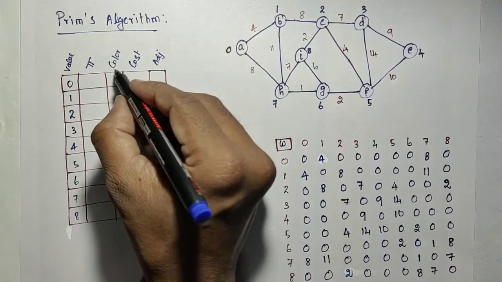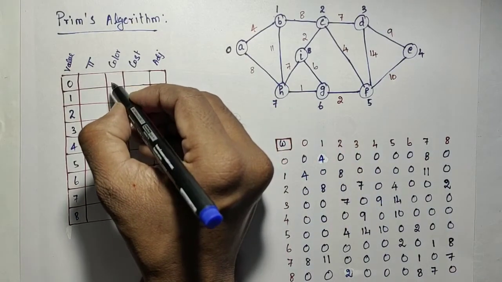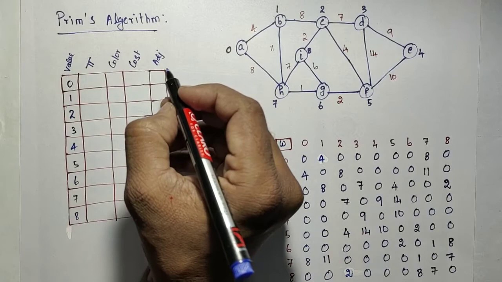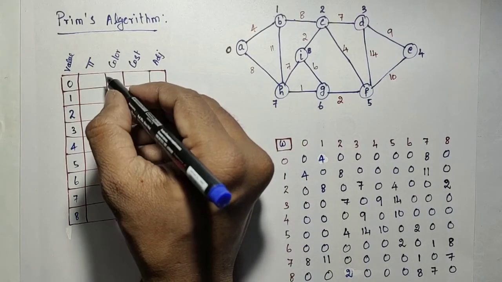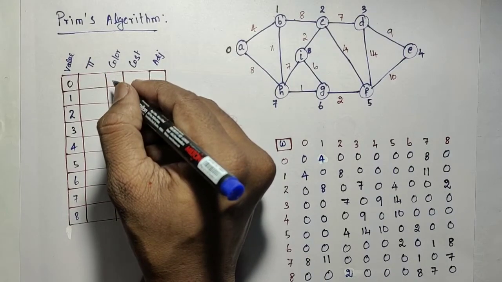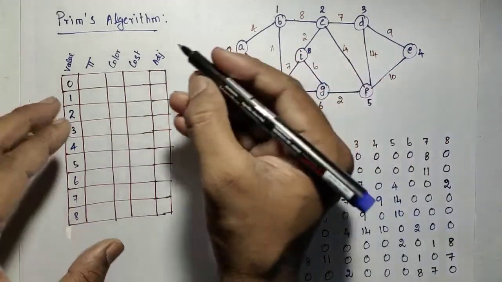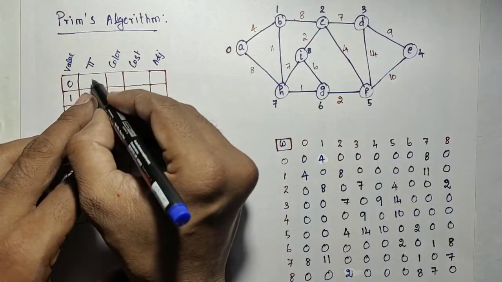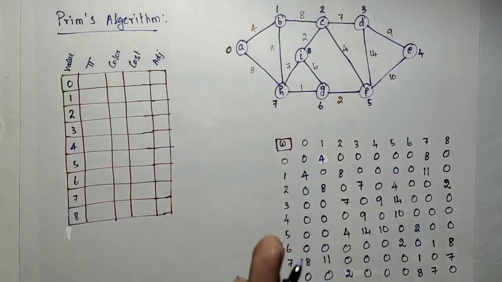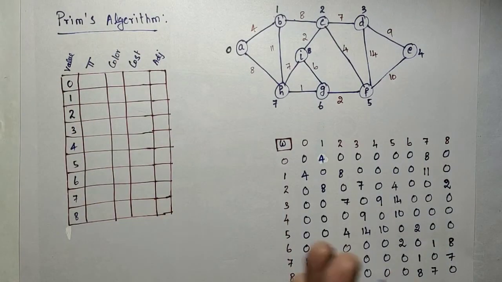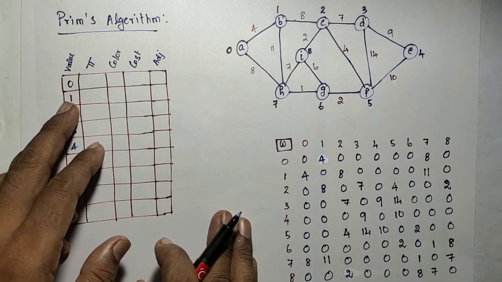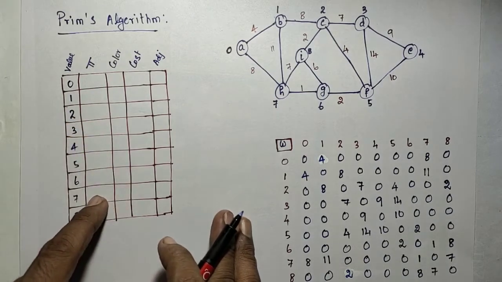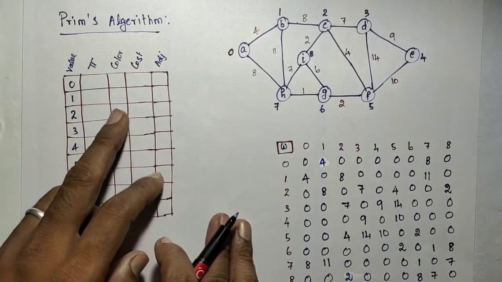Okay, the color is only white or black. There is no gray here. If it is not visited, it is white. If it is visited, it will be changed to black. That's all. And then parent means, in that resultant tree, the spanning tree only. So who is the parent of 0? Who is the parent of 1? Like that we are going to fill it.